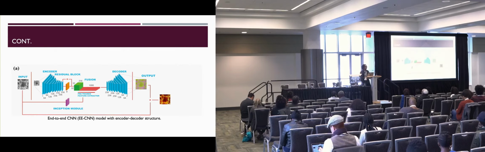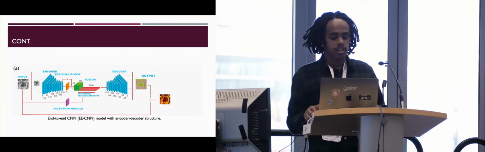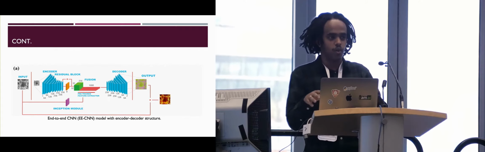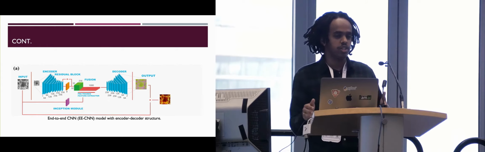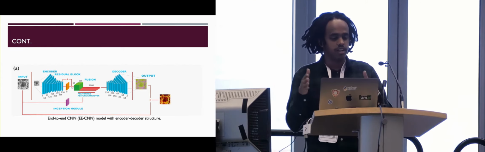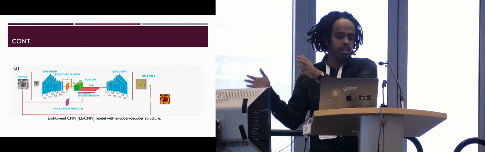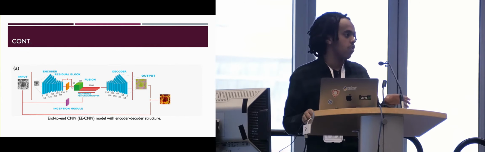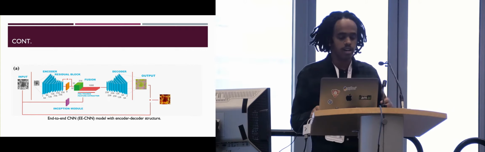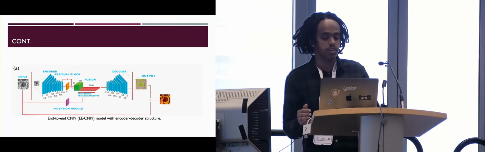The first one is an end-to-end CNN model. What we did here is we contributed the first data set of SEM images. As you know, deep learning is quite a zoo of architectures, and we've got a lot of them. When we do prediction, you basically have an encoder, then a fusion, then a decoder. We trained this model on our own data set, which we collected from our lab and from the internet.